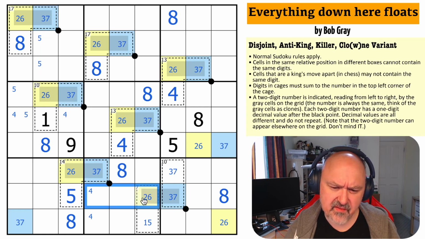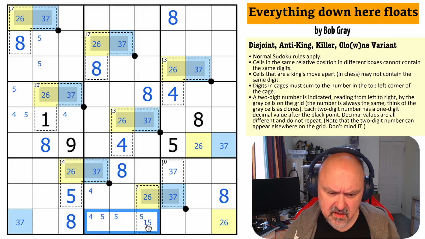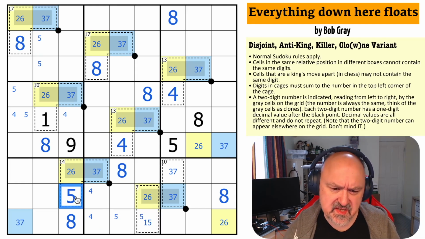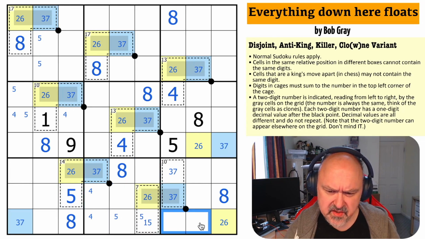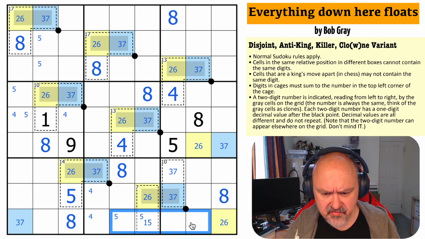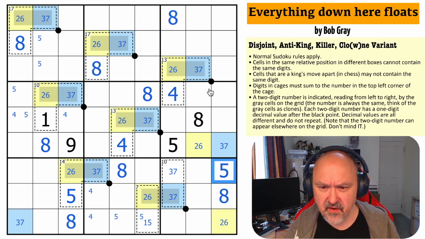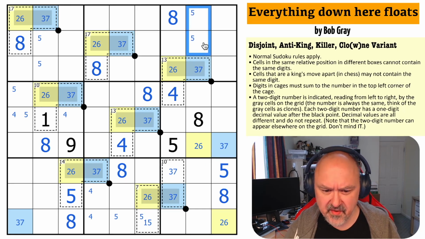Down here, 5 is also limited because 5 has to be down here, but not here, because this 5 sees all of those cells and that 5 sees that one. So 5 is in one of those two. So 5 is placed in this box. 5 can't be here because of those 5s. It can't be in those because of the 5 that's there. That and those two are seen by that one. That's a 5, which places 5 up here.